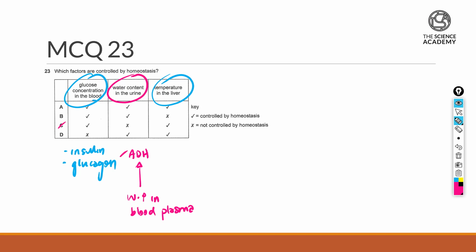We're looking for the answer C here, whereby it's actually a cross for the water content in the urine.